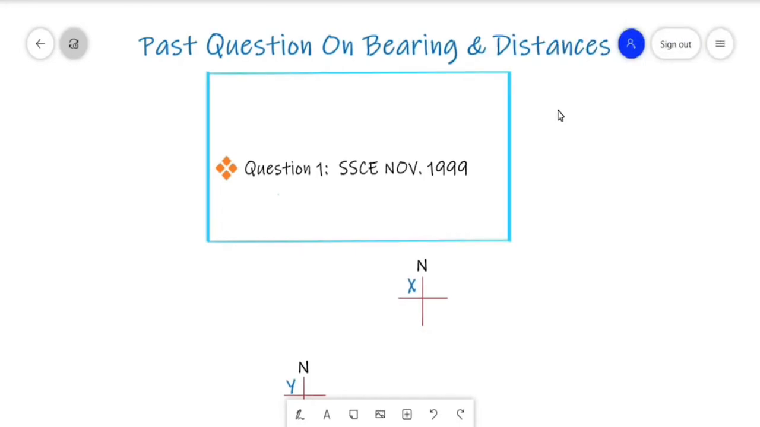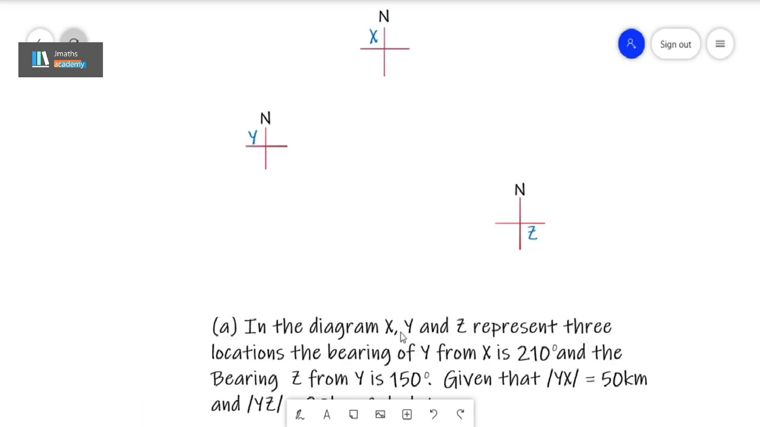Hey guys, today we are going to solve our first past question on bearing and distance. We are solving from SSC November 1999. Now let's get started. So the question says in the diagram, XYZ represent three locations.